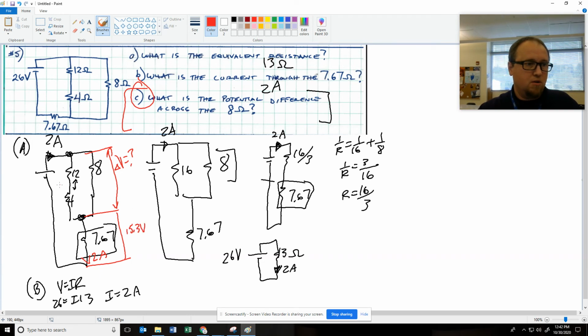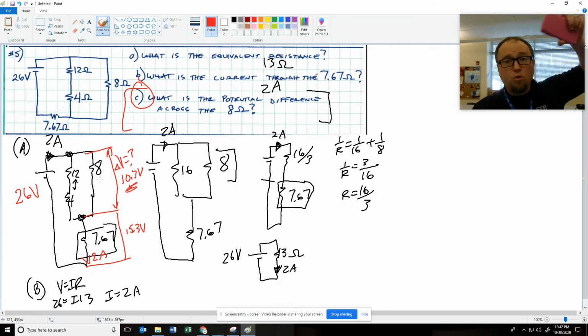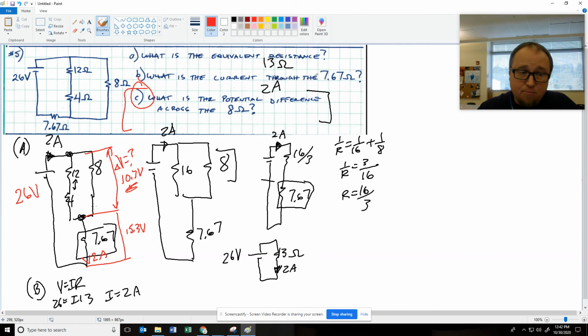So this is 15.3 volts. But the potential for the entire thing is 26. So that means this is the rest, 10.7. Because the whole loop will equal 26. So if it drops 10.7 and 15.3, you'll get 26.